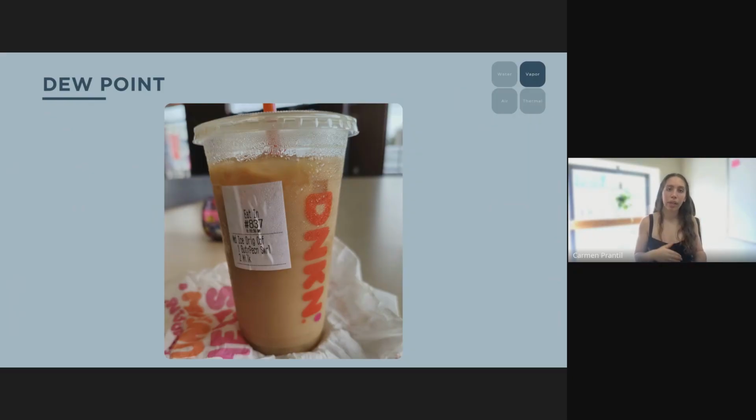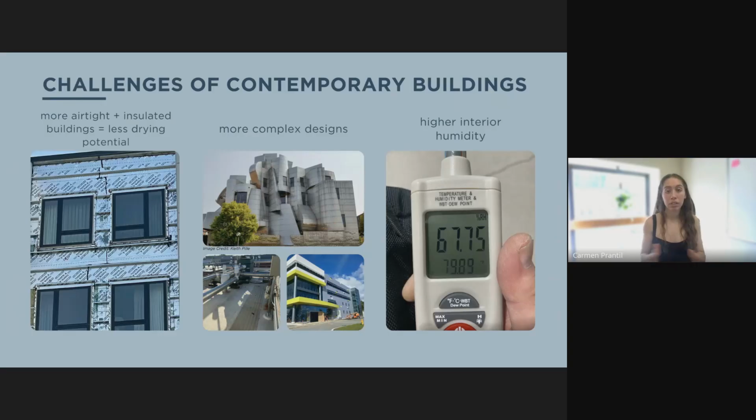And similar to ambient temperature, which is like the temperature that we feel on our skin every single day, the dew point is going to depend on the season and the day. This really brings us to the core of this presentation, which is that despite there being advances in technology, contemporary buildings are increasingly vulnerable to moisture damage. And the underlying question is, why is that?